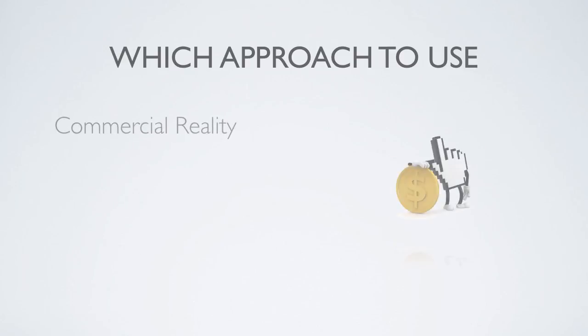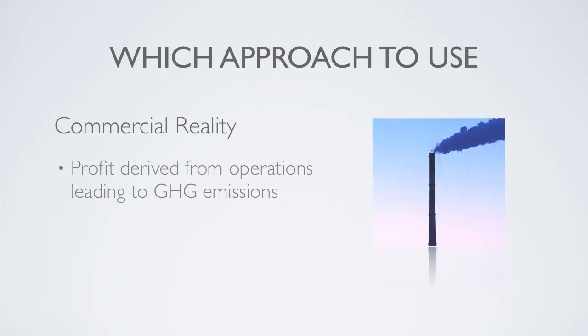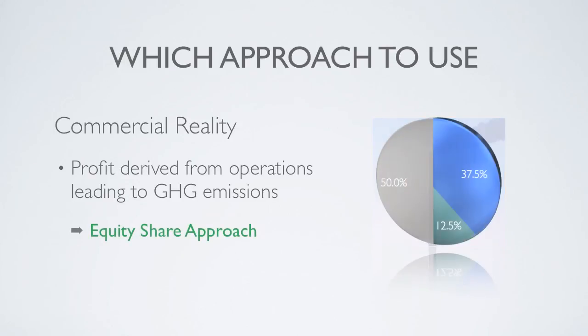When it comes to commercial reality, an argument can be made that if a company derives an economic profit from an operation, then it should take responsibility for the GHG emissions resulting from that operation. This is best achieved by using the equity share approach, since it assigns ownership of greenhouse gas emissions proportionally to a company's economic interests in an operation.